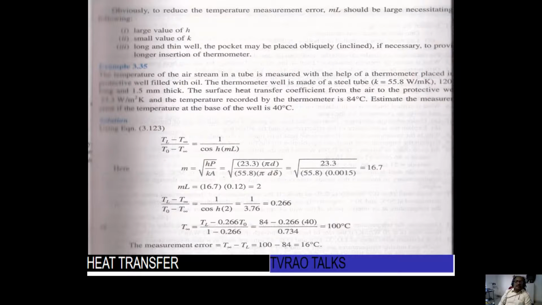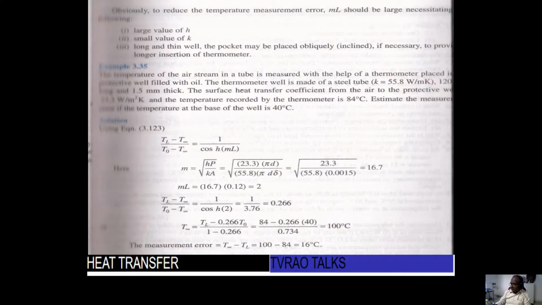The thermometer well is made up of a steel tube. The K value is given, and the dimensions are also given: 120 mm long and 1.5 mm thick. So the L value and the t value are given. The surface heat transfer coefficient from the air to the protective well, the h value, is given.